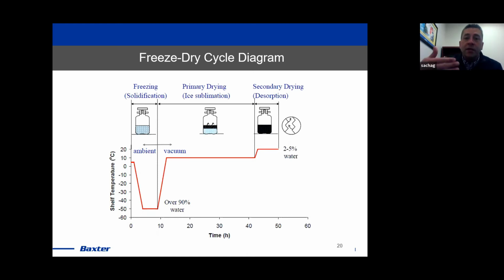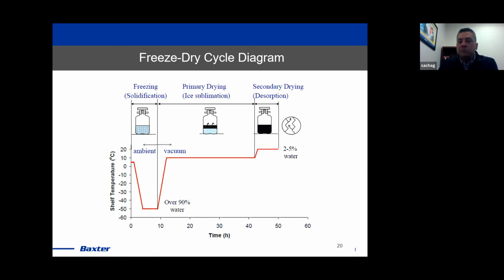And then we could introduce an annealing step if we have a crystallizing component. That's where we would raise the temperature to, let's say, -15 or so, and hold for, let's say, 3 hours, just to ensure that it crystallizes. And then we can go into primary drying. That's where we initiate a vacuum, and then we remove that bulk ice, and we remove it based on a difference in vapor pressure of ice in the sublimation front and the vapor pressure of ice in the condenser. That's a whole other lecture, so I'll just leave it at that.